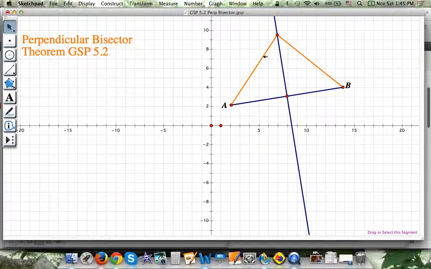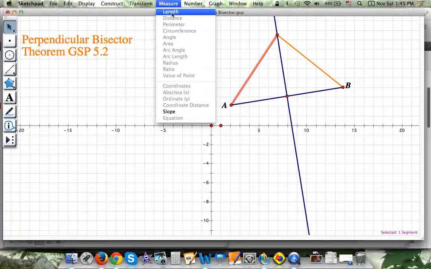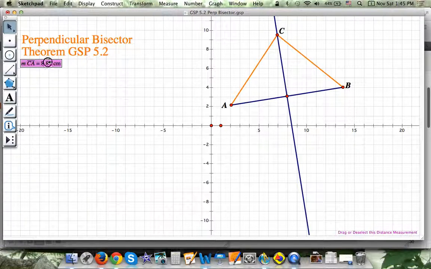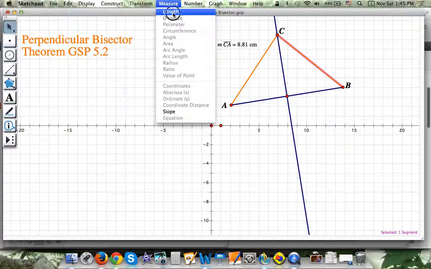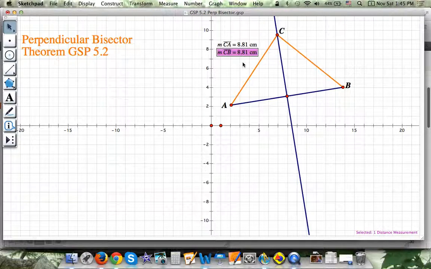Go ahead and click on this one on the left here and measure the length of that. You'll see that right now for me, mine's at 8.81. Yours will be a little different depending on where your C value is. And then let's also go ahead and click on CB and measure the length of this one. Hey, what do you know? They are exactly the same.